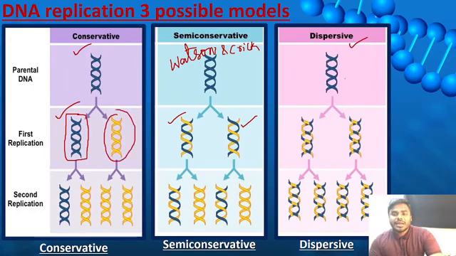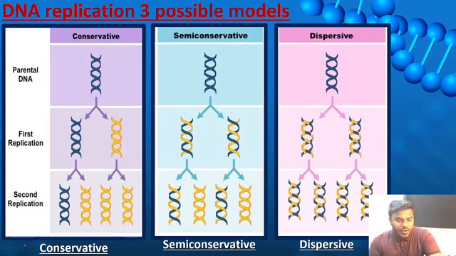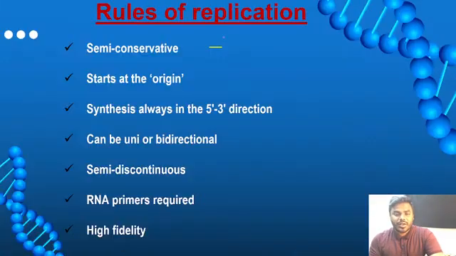What about the dispersive model? According to the dispersive model, it is like cut and patch, which means small segments of parent, daughter, parent, daughter, alternating. That is what we generally call the dispersive model. Right. Now friends, which model do we have to prove? The semi-conservative model.